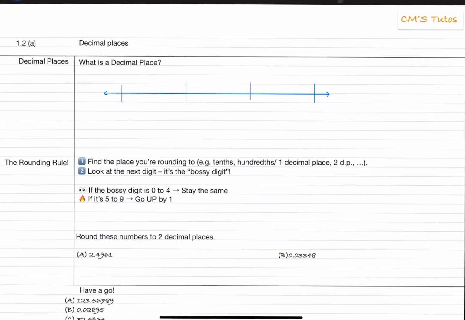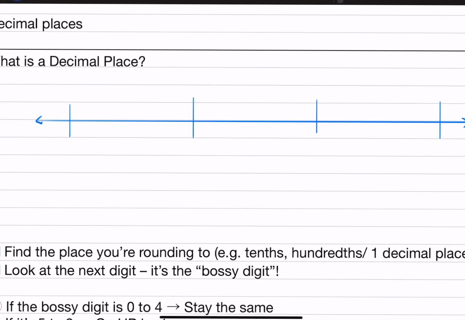What is a decimal place? Well, imagine a number line is like a ruler. And on the number line, you will see 0, 1, 2, 3. These are the whole numbers, and they're the big steps. But what if you want to show the tiny steps between numbers, like between 1 and 2?